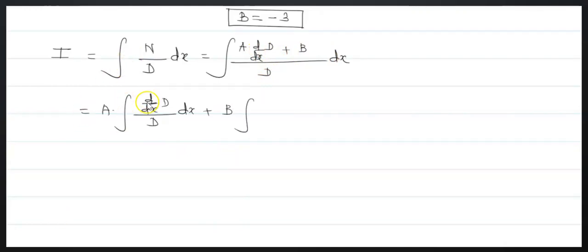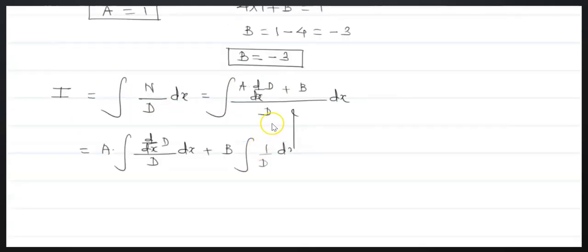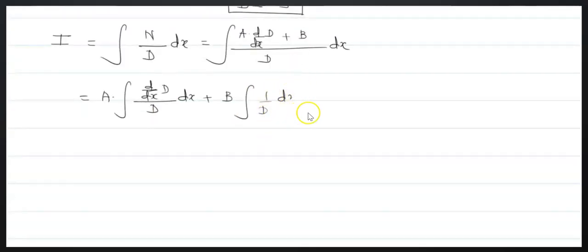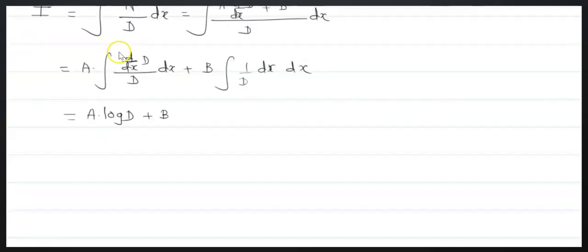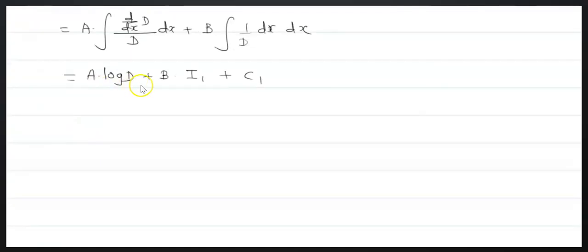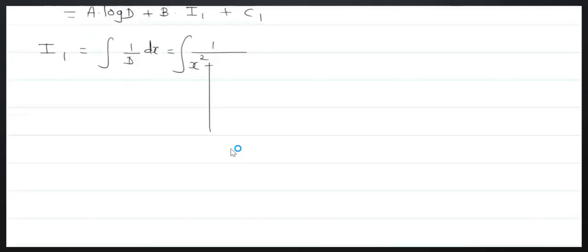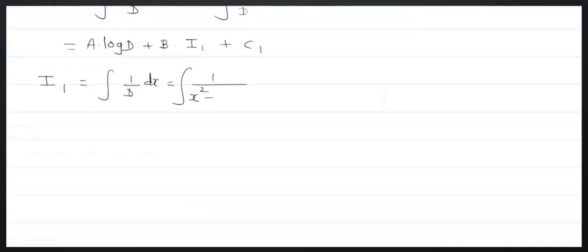A into integral d dx of the denominator upon denominator plus b into integral 1 upon denominator. And this is the log form, f dash of x upon f of x, that is a into log of denominator plus b into I1 plus c. Now integrate I1, integral 1 upon denominator.